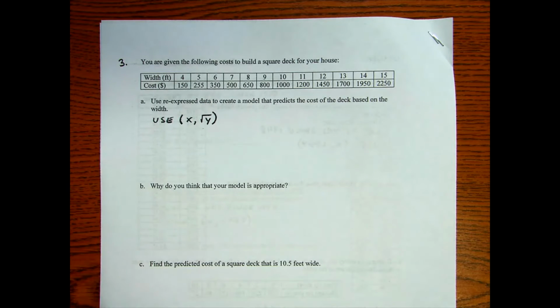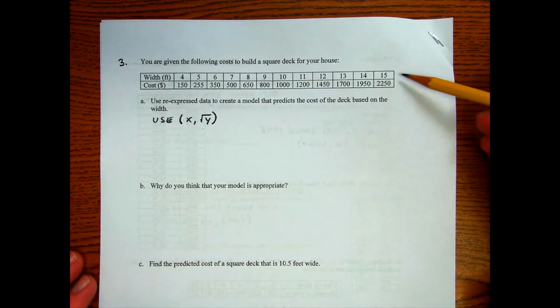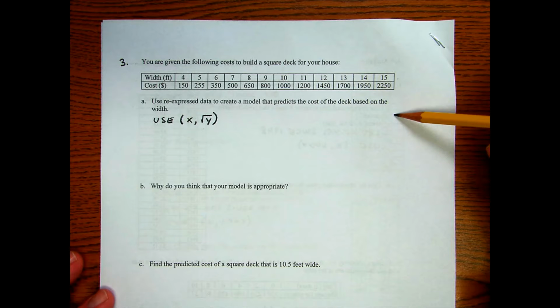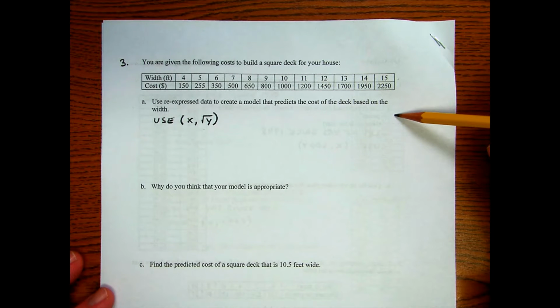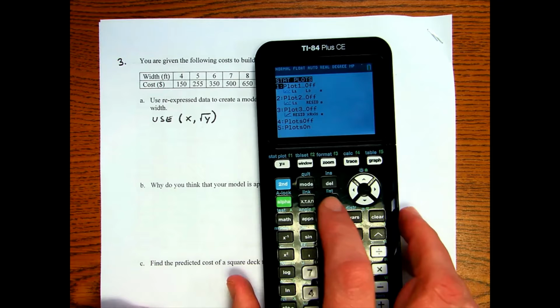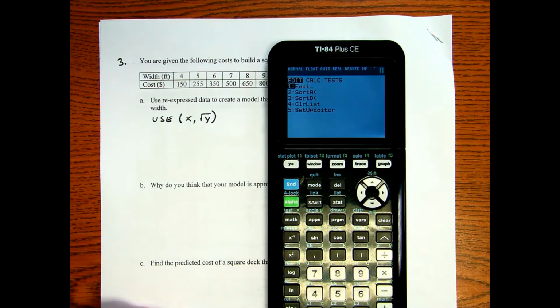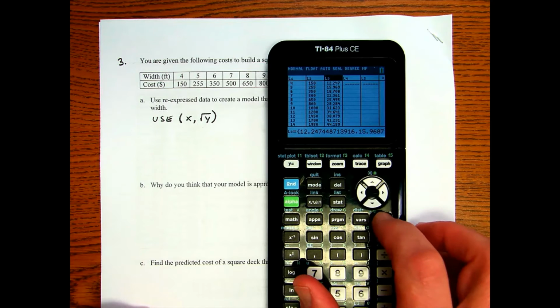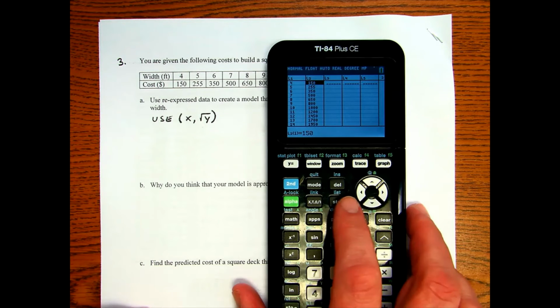It says you are given the cost to build a square deck for your house, and it gives us this table of values, and it says use re-expressed data to create a model that predicts the cost of the deck based on the width. So I already have the data in the calculator. Let me clear that list out. In L1, L2.